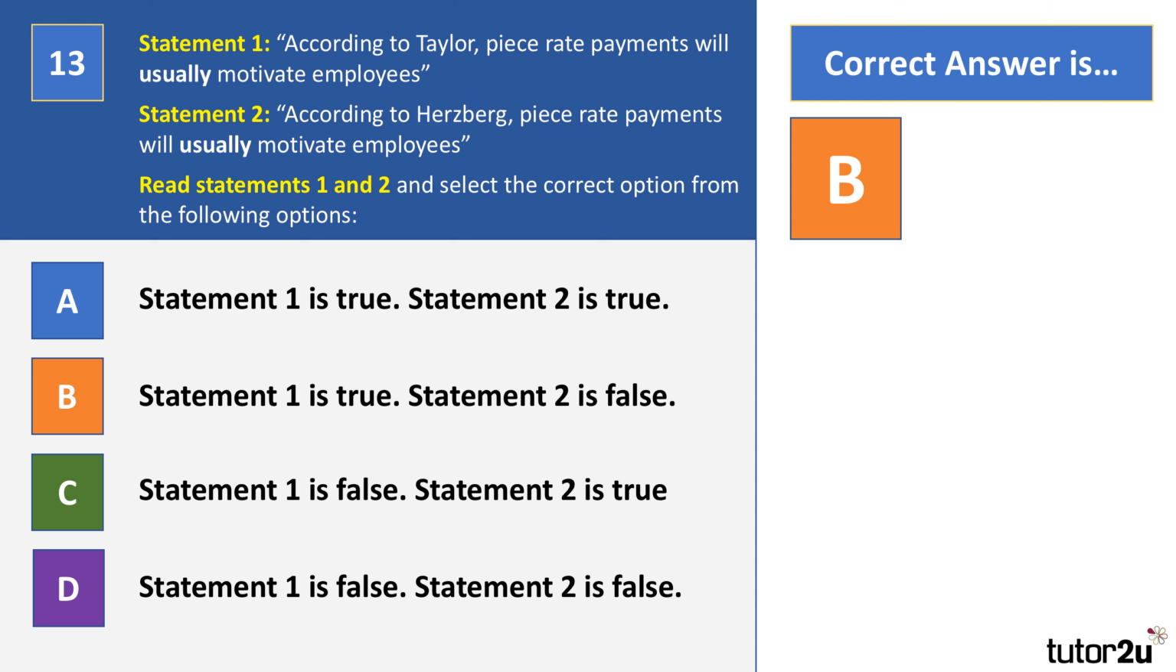What about statement 2? Herzberg, did he believe that piece rate payments will usually motivate employees? Well, the answer is no, he didn't really. Herzberg was much more of a fan of concepts such as empowerment and job rotation, and whilst pay was a factor, it was a hygiene factor, not a motivating factor. So the absence of satisfactory pay would be a problem for motivation, but Herzberg didn't believe in piece rate payments to motivate employees. So the answer is B. In this case, statement 2 is false, statement 1 is true, therefore answer B.